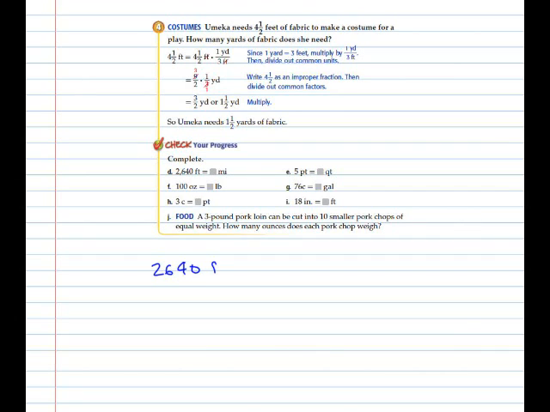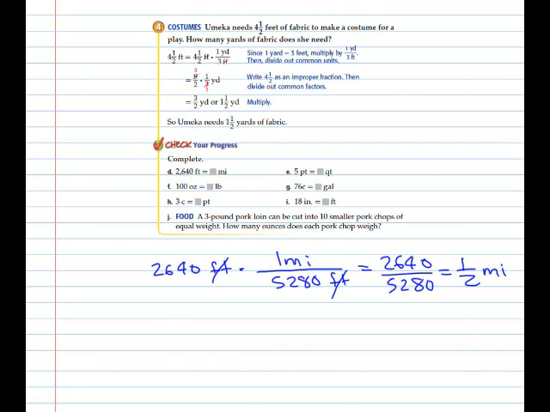To convert 2,640 feet to miles, I'm going to multiply 1 mile over 5,280 feet. That's the reciprocal of my unit ratio. Divide out the common factor. Gives me 2,640 over 5,280, which is 1/2 mile.